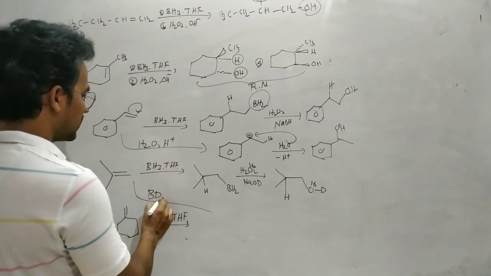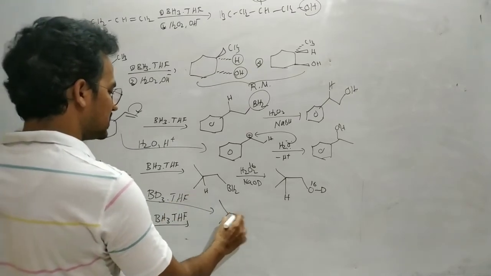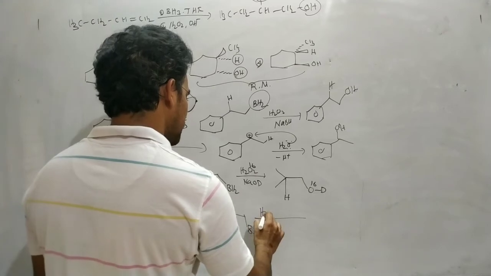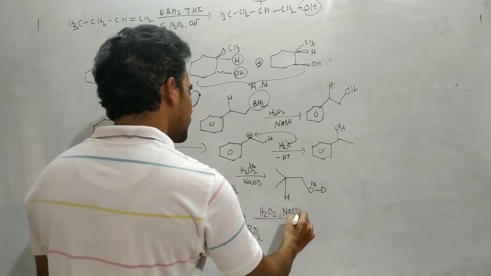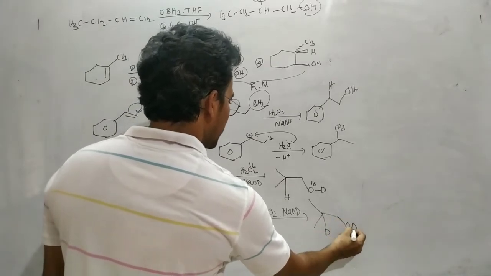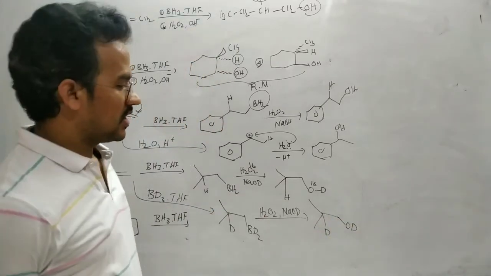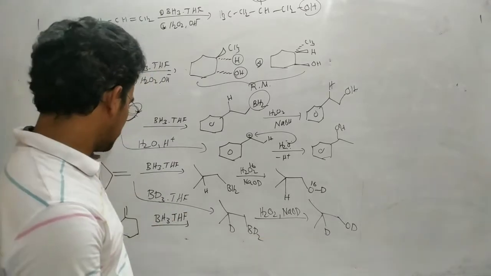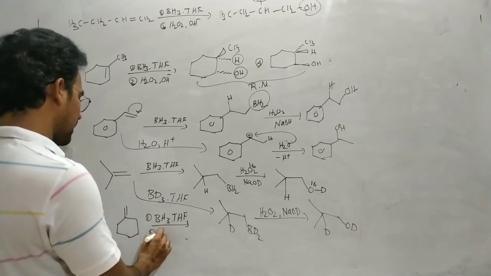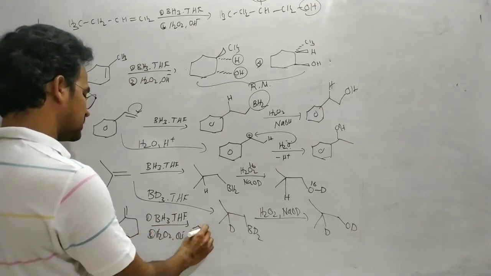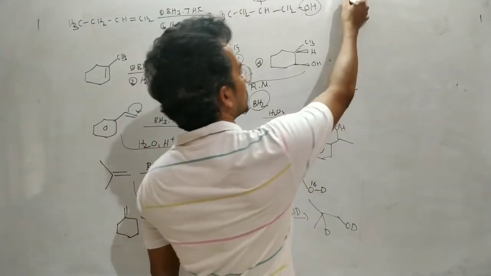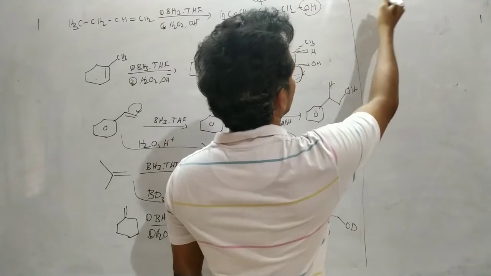But suppose I am taking BD3 in tetrahydrofuran. So in this case D and BD2 are added. Now here H2O2 and I am taking NaOD. As a result, here D and this is OD actually. So finally we can say it is a D2O addition. Here also we can write the product, hydroboration followed by oxidation. So this is the OH and this is the hydrogen.